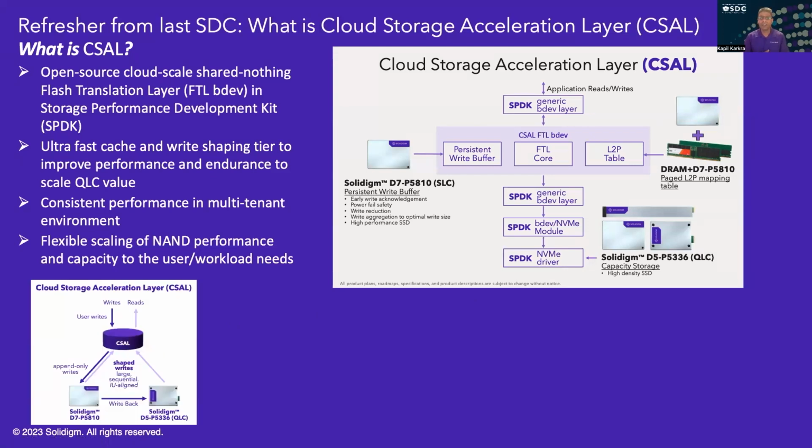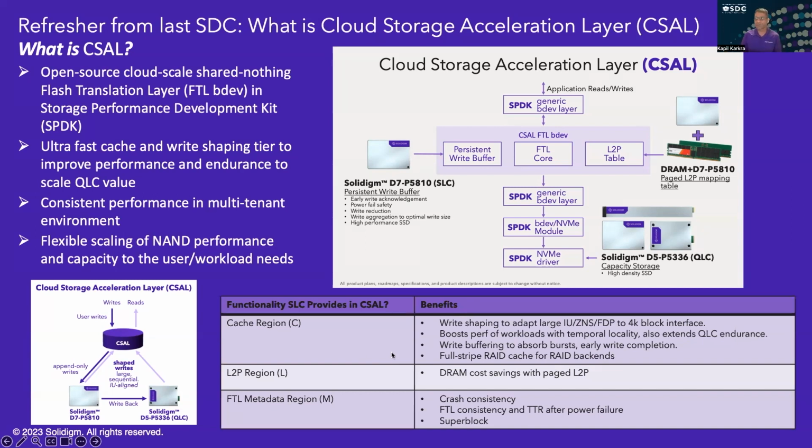It uses a tiered architecture where SLC acts as a persistent cache or write buffer, fronting the large pool of hyperdense QLC. All writes land on SLC. Any short lifetime data gets deleted in SLC itself and never needs to be moved to QLC. And for the long lifetime data, CSAL reads from SLC and writes to QLC sequentially in optimal write sizes in a very NAND-friendly manner. CSAL also places its paged logical-to-physical mapping table on a partition of this same SLC drive.